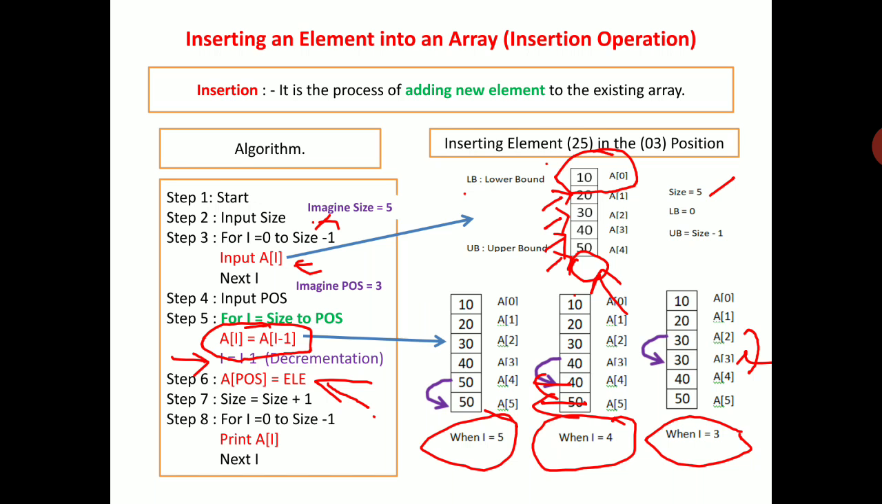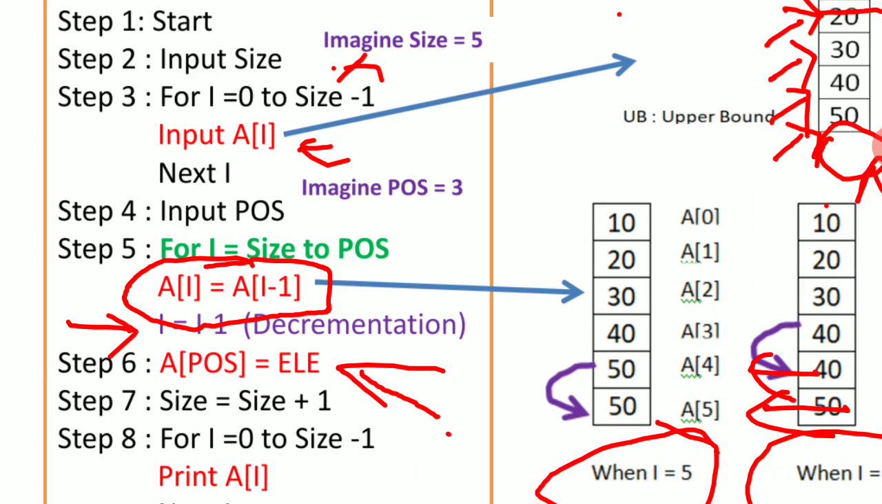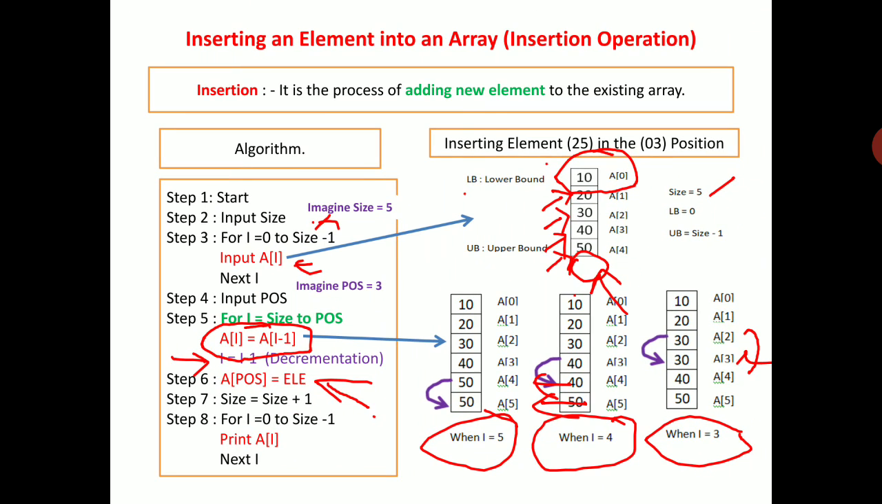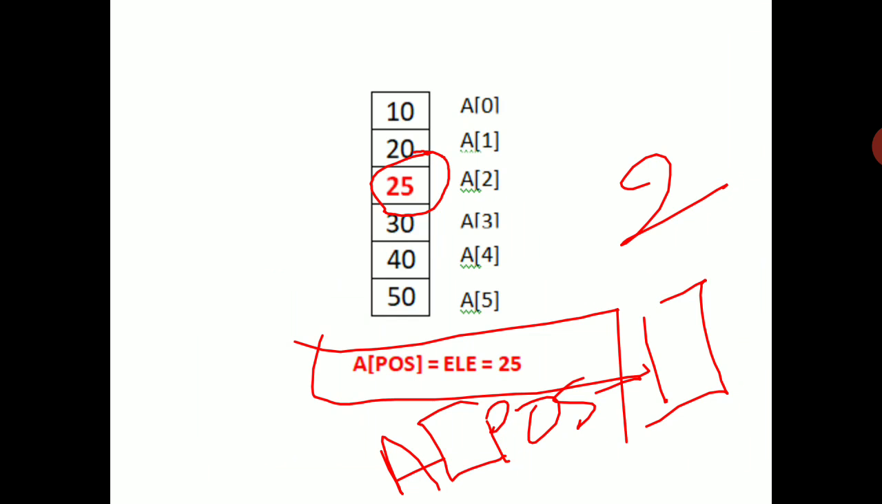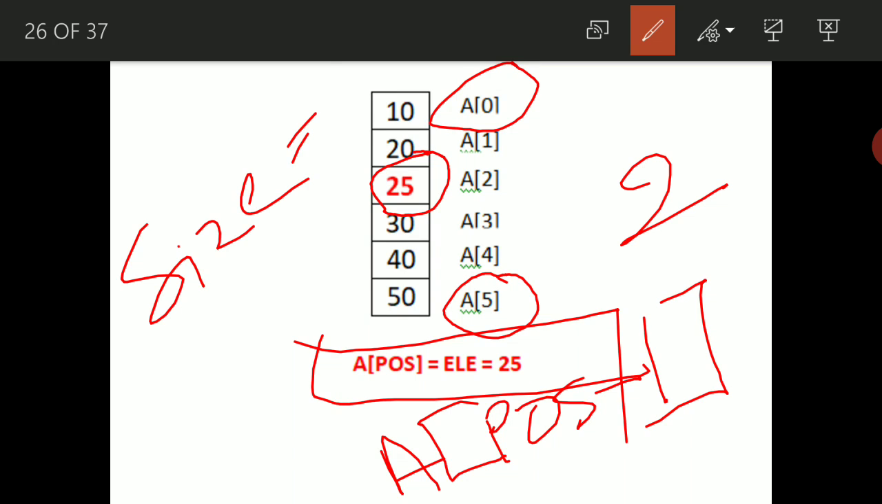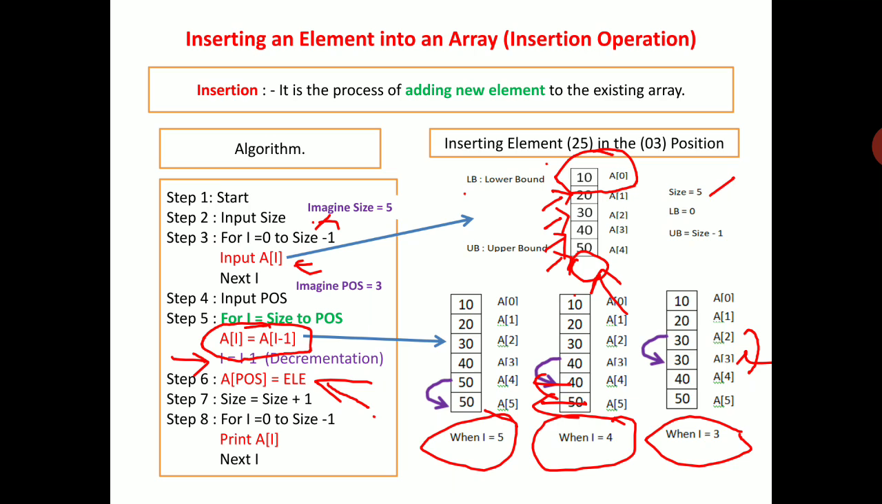After adding this value, in the 7th step, this is very important, the size has been increased. The size of the array has been increased now. The size was previously 5. Now size plus 1 means it becomes 6. When the size becomes 6, what happens now? The upper bound becomes A of 5. The lower bound is A of 0. We have incremented the size value, and now we are trying to print it.